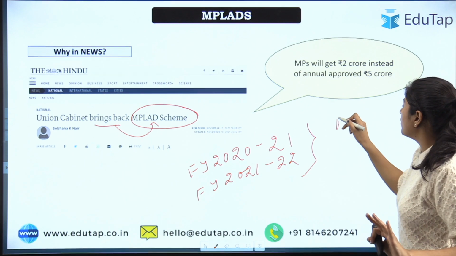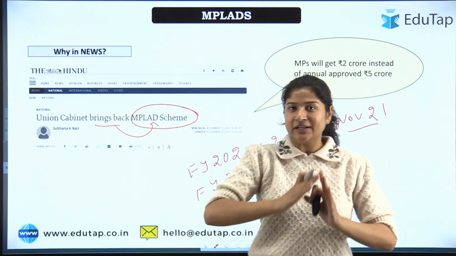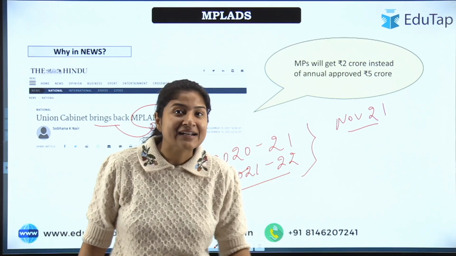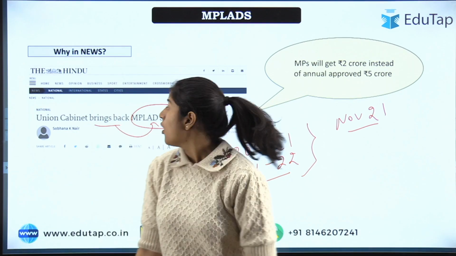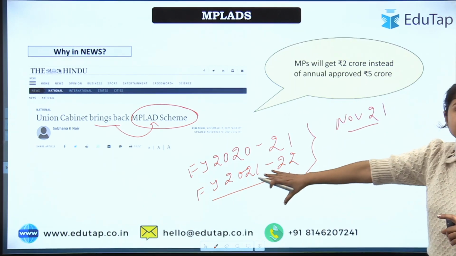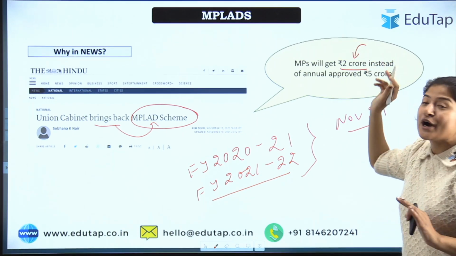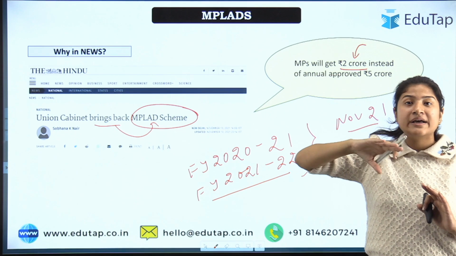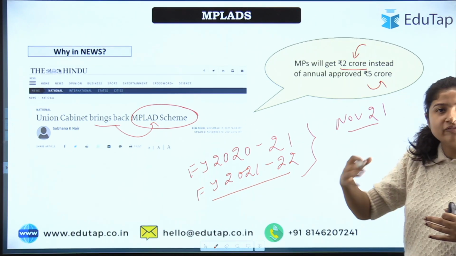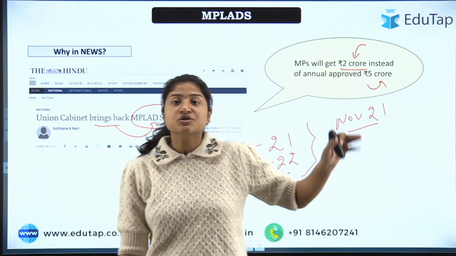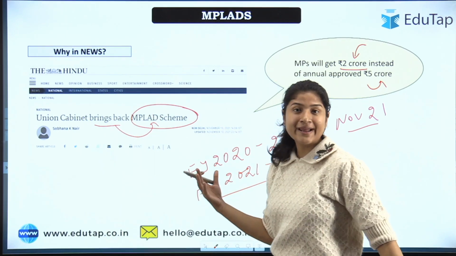But now, in November 21, we are still in this financial year, and the government feels it is pretty much recovering from the losses due to COVID, so it has decided to resume this scheme now. As half of this financial year has already gone, for this financial year only 2 crore will be given to the MP instead of the usual 5 crore, and from the next financial year 5 crore will be given under the scheme. So for this financial year it is 2 crore, and the scheme has been resumed after the COVID situation.